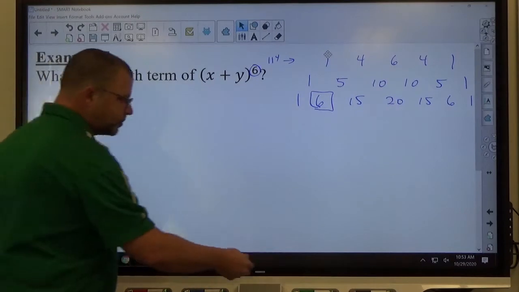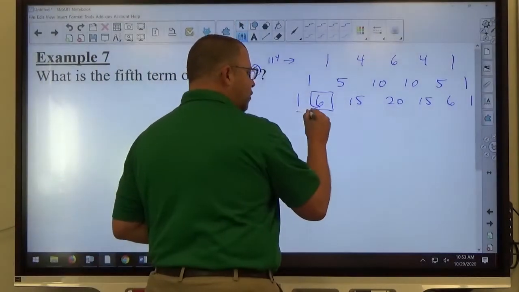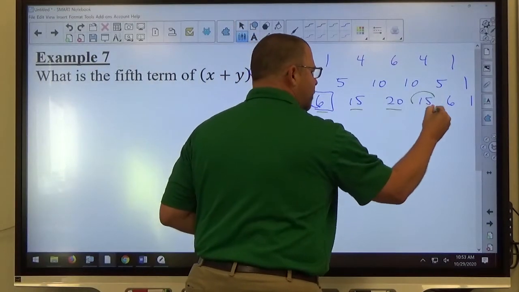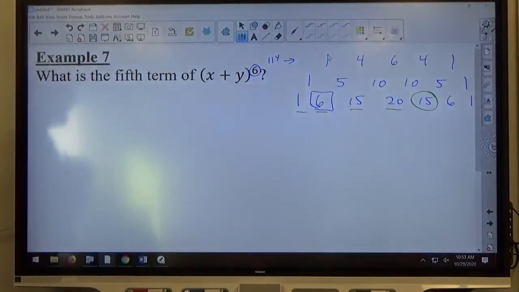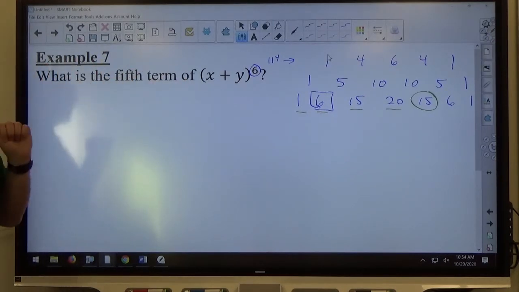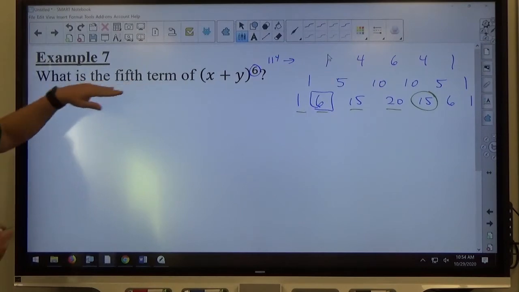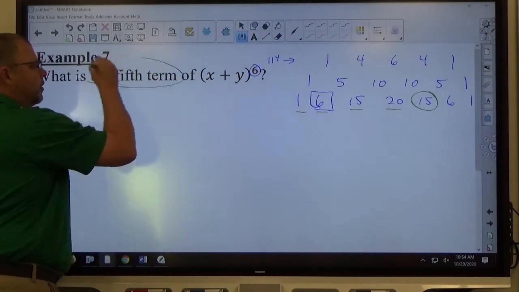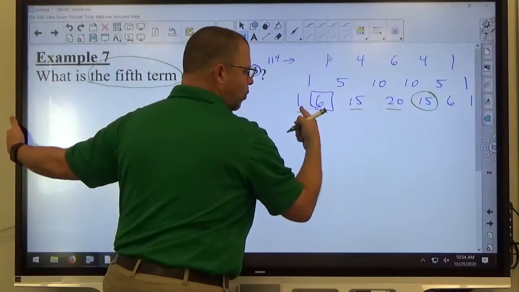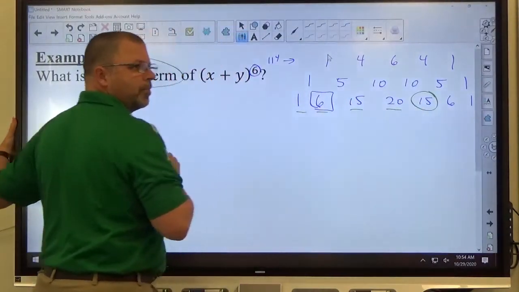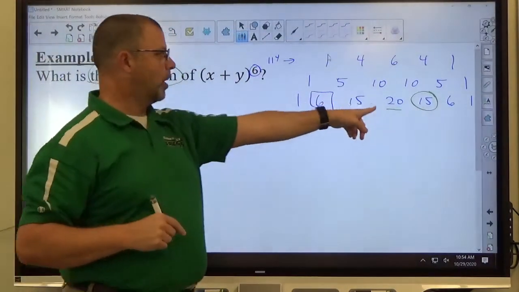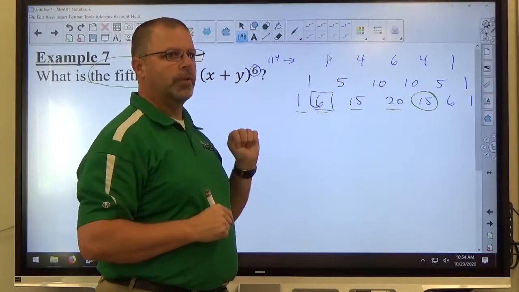All right, so 1st, 2nd, 3rd, 4th, 5th. I can identify in the row of Pascal's triangle each and every number that goes with each and every term. So if I need the 5th term, I need to pick the 5th number. If I'm trying to find the 5th term, that's what it says here, the 5th term. That's why I circled the 15, because 1, 2, 3, 4, 5 is the 5th number. If they wanted a 4th term, 20 would be the number. If they wanted the 2nd term, 6 would be the number.